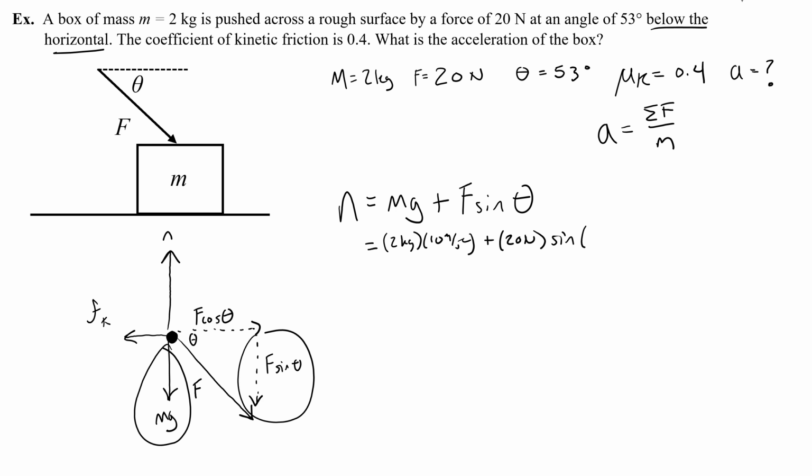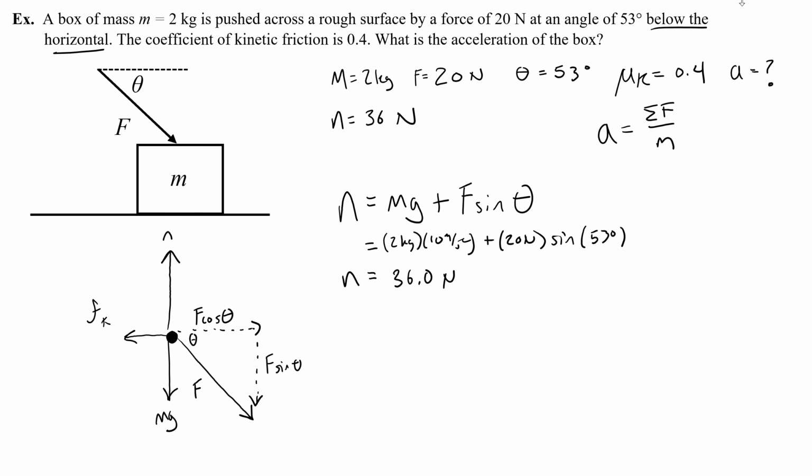And now we're using sine of 53 degrees. So 2 times 10 is 20, plus 20 sine of 53. 20 sine of 53 is 16, so we'll say 36. We'll round it to that. Newtons. Okay, so now I know the normal force is 36 newtons.